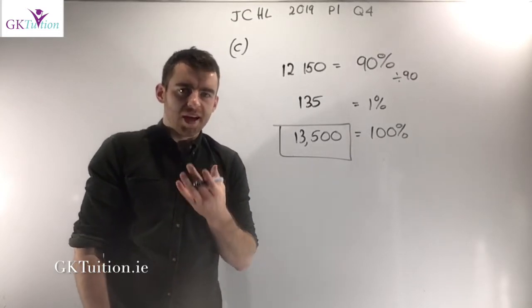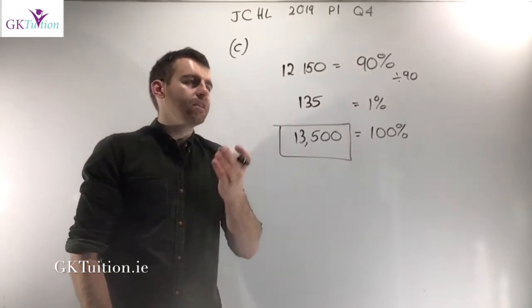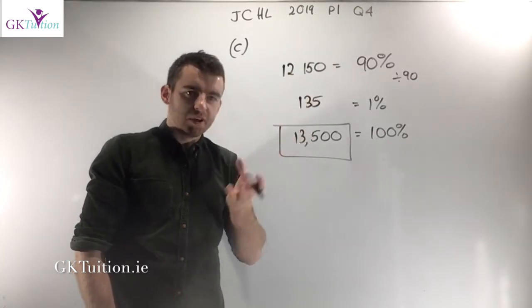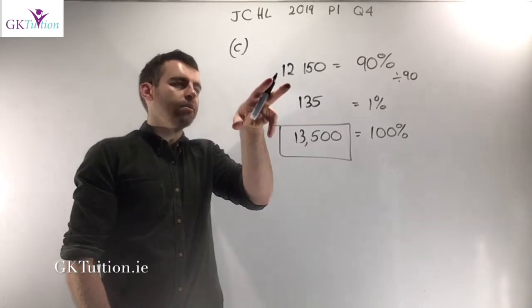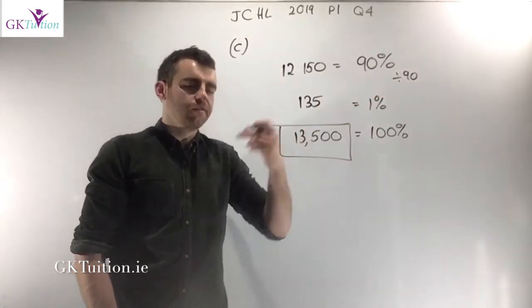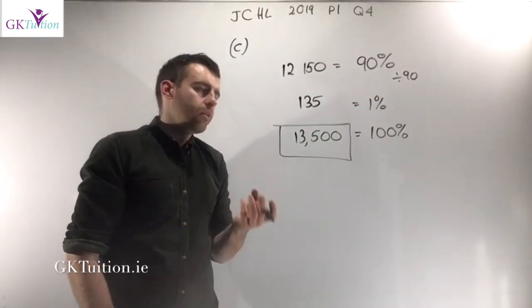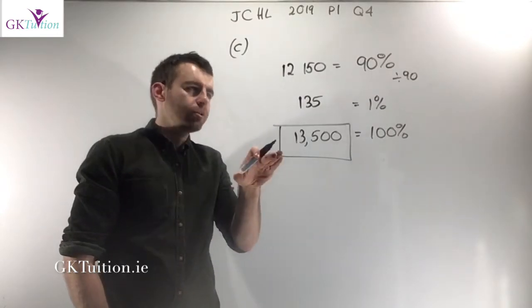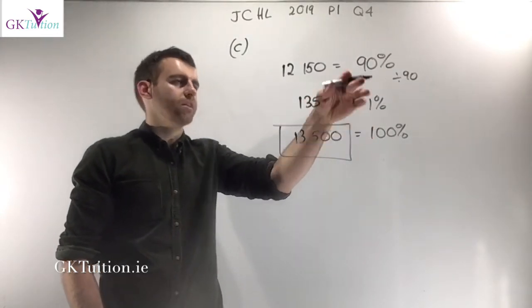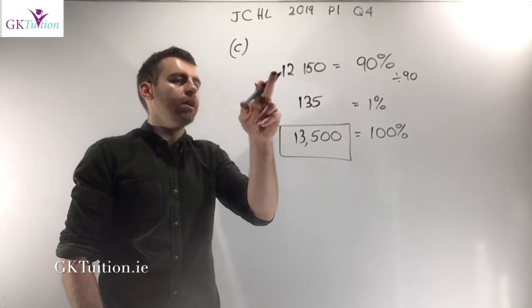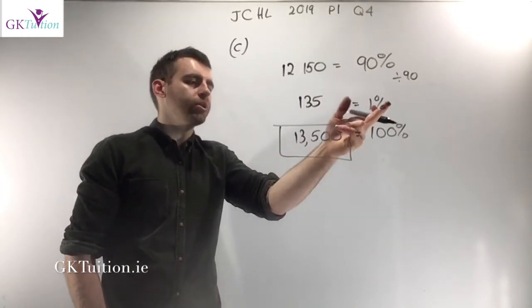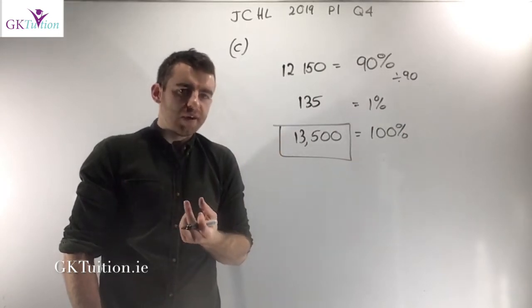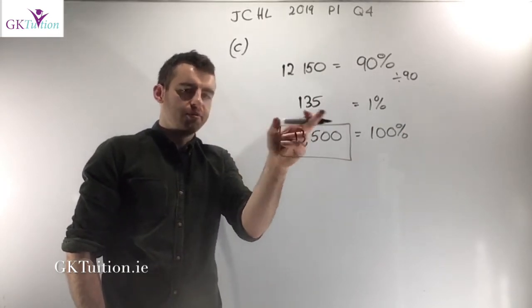If it has lost 10% of its value, then obviously it's only now 90% of the original value of the motorbike. So I could say that the value of the motorbike at the moment is equal to 90% of the original value. If I know 90%, I'm going to divide both sides by 90 in order to get 1%. 90 divided by 90 gives me 1. This divided by 90 gives me 135. So I can say that 1% of the original value of the bike was €135.